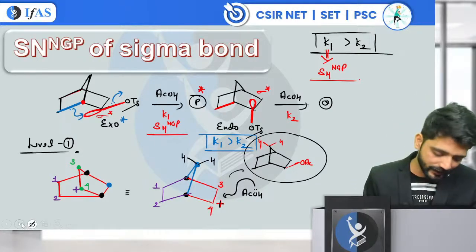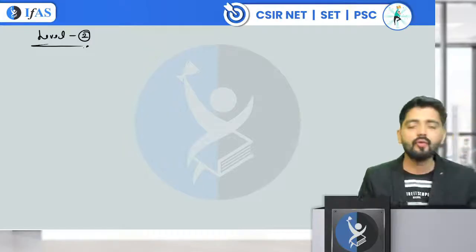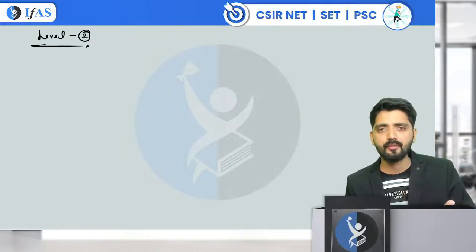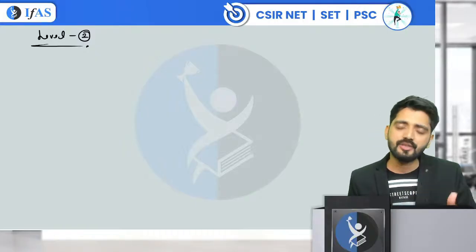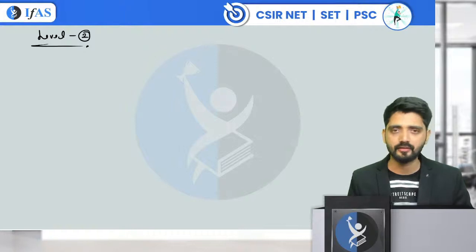Let's move ahead, and we will be moving into level 2 of this question, when this question will be asked in 4 marks. Let's suppose the examiner has asked us whether the intermediate you are forming is optically active or optically inactive. Then how are we going to answer this question?